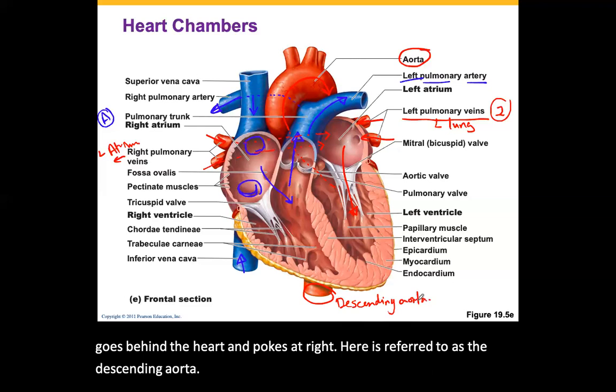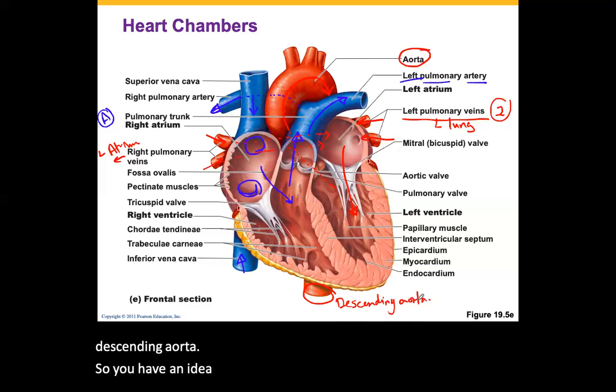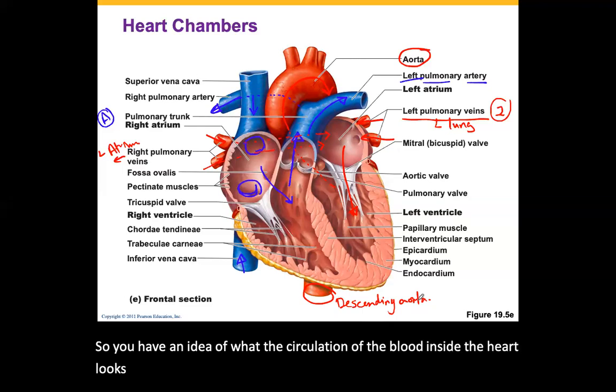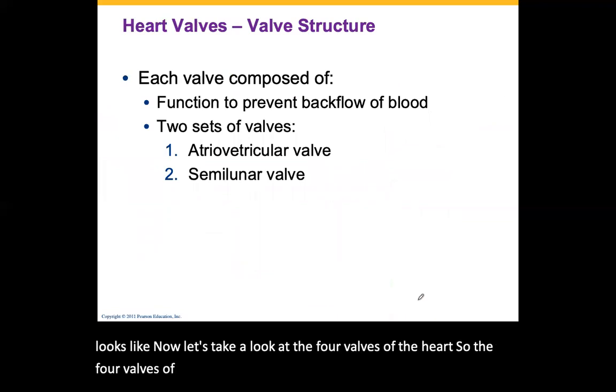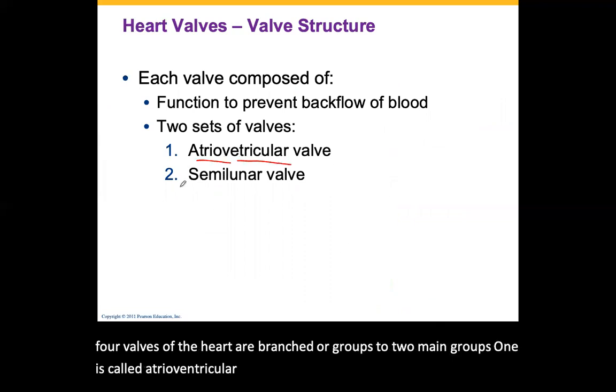So you have an idea of what the circulation of the blood inside the heart looks like. Now, let's take a look at the 4 valves of the heart. The 4 valves of the heart are grouped into 2 main groups. One is called atrioventricular and the other one is called semilunar.